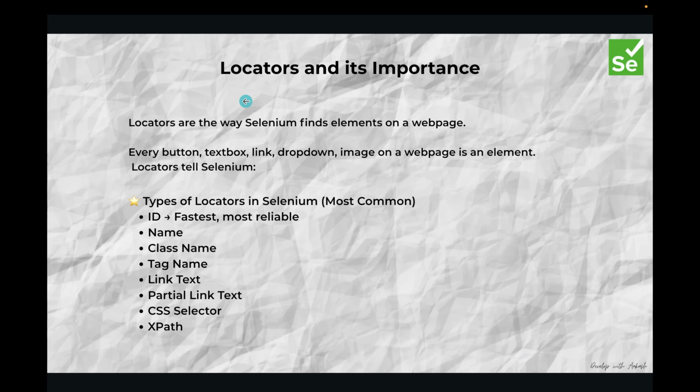So we are going to cover locators and their importance. In simple terms, what are locators? Locators are the way Selenium finds elements on a web page. It is not very complicated. You just need to understand a locator as an address. For example, you go to a city, okay? And when you want to find a house in that city, how do you find that house? You find it with the help of a house number, right? And locators are nothing but just the house numbers for our website.